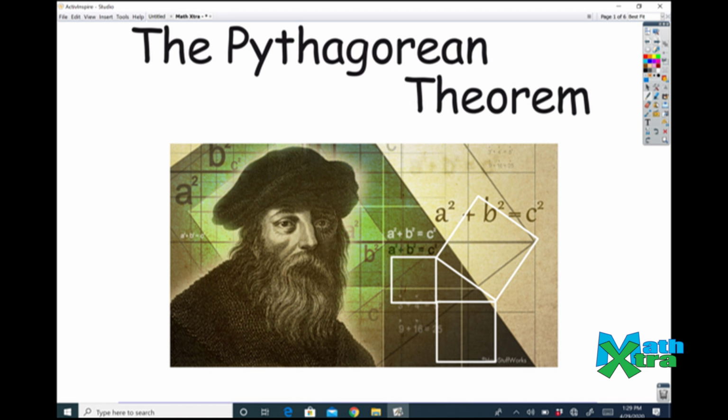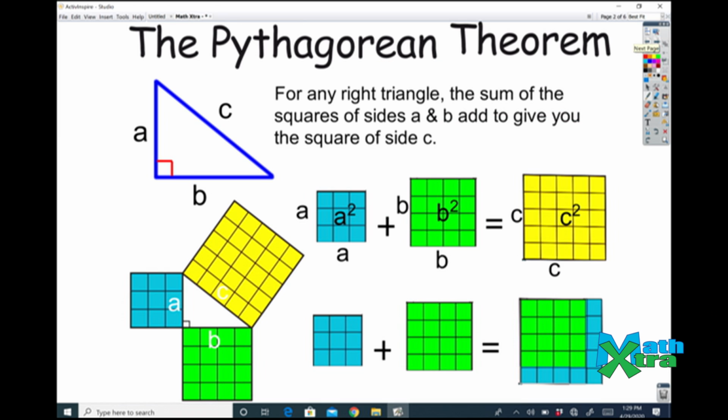So let's get into the lesson for today. Here we have the Pythagorean theorem, which is named after the mathematician Pythagoras. He was really confident because he named the theorem after himself. So let's talk about what Pythagoras actually discovered. I'm going to read this twice because the first time, it may not make sense. It says, for any right triangle, the sum of the squares of the sides A and B add to give you the square of side C.